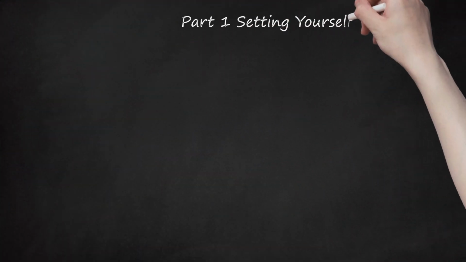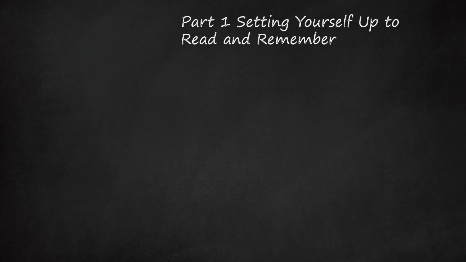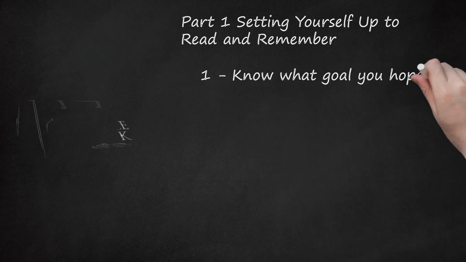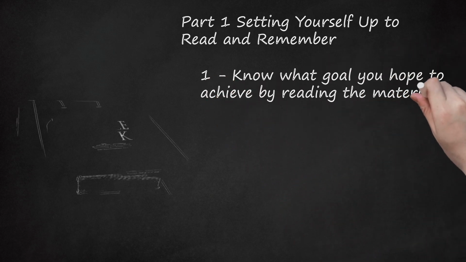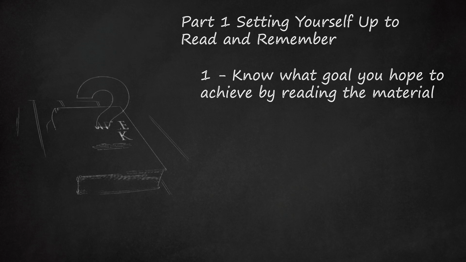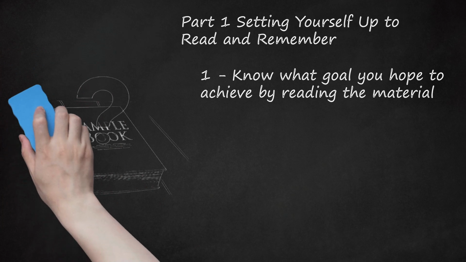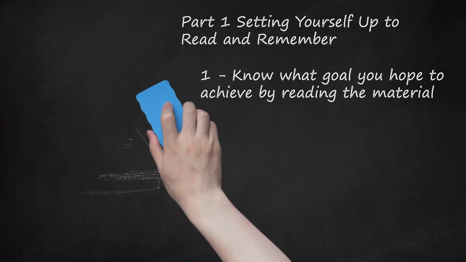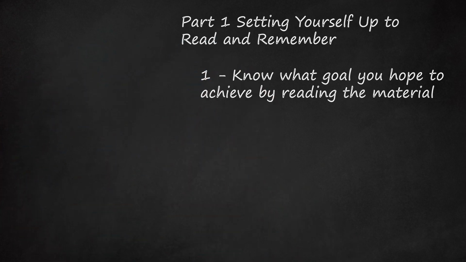Part 1: Setting yourself up to read and remember. 1. Know what goal you hope to achieve by reading the material. Ask yourself, why am I reading this, or what am I supposed to learn from reading this? By understanding your purpose for reading the material, you will be able to stay on task and focus on the more relevant parts of the text. For example, if you keep in mind that you are reading the material for an exam, this will help you focus on important dates, events, and people.